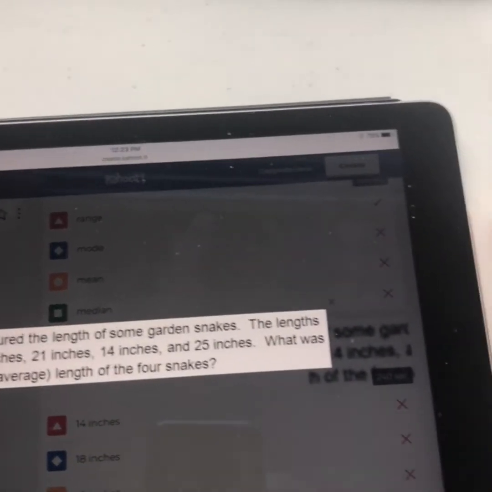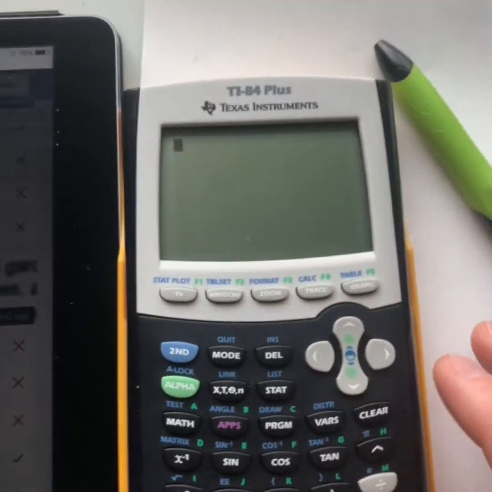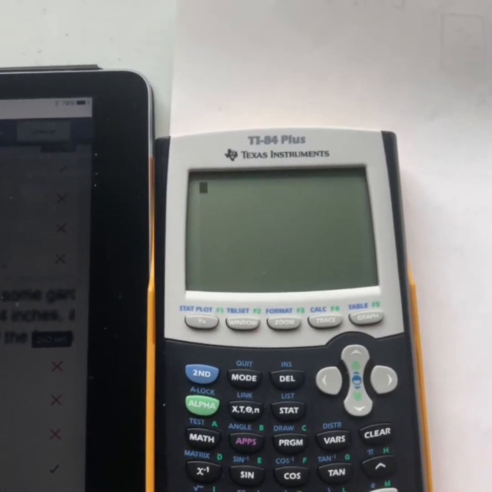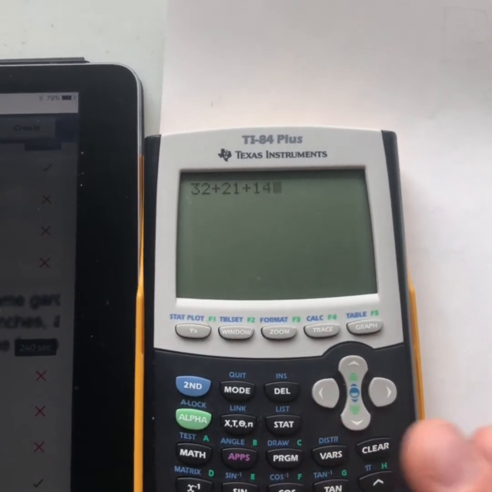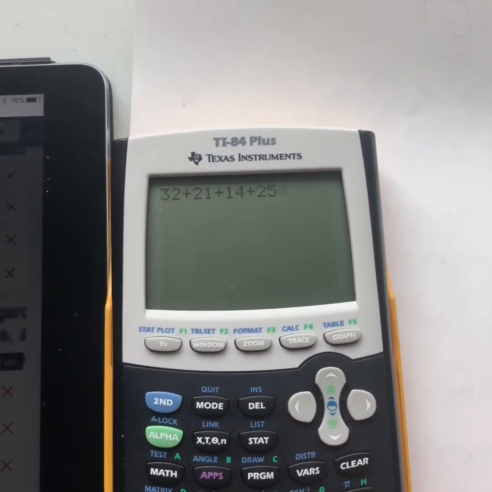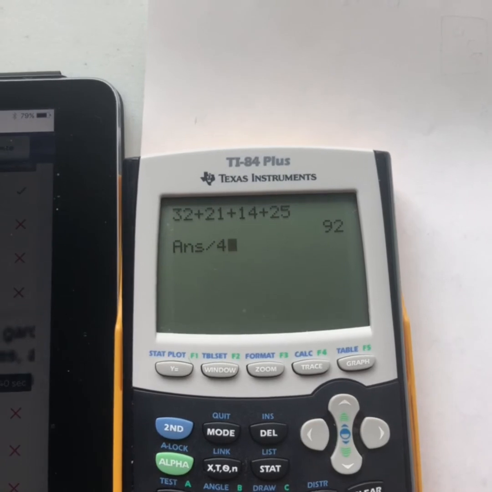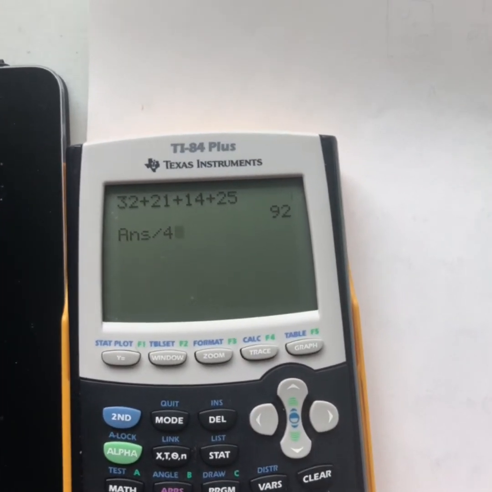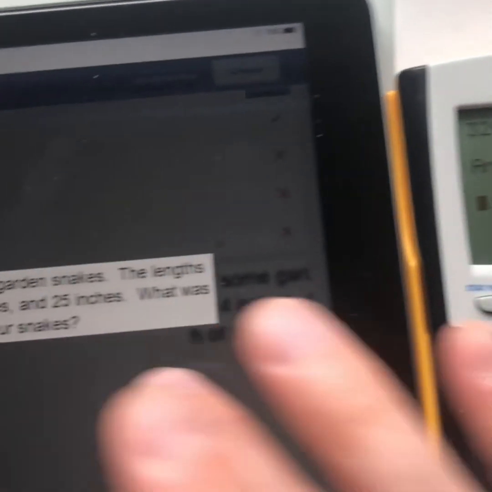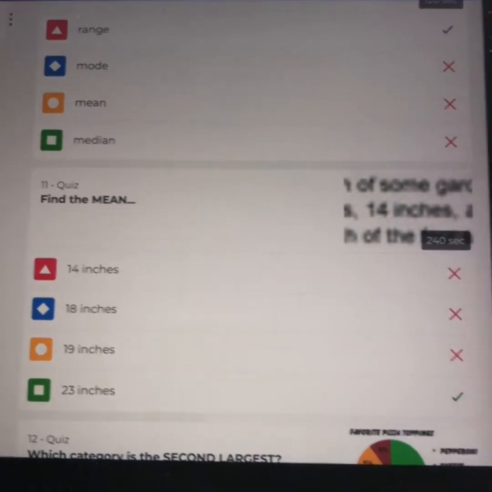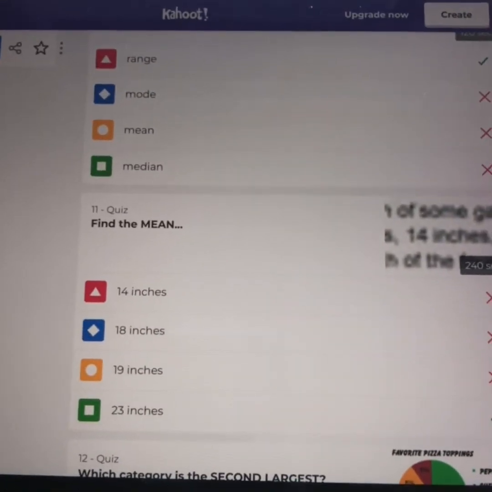You can take your handy-dandy calculator, maybe on your phone, or maybe you have your own TI-84. All right, you take your 32 plus 21 plus 14 plus 25. Add all those up, divide by the total number of snakes in this case, which was 4. And you can see 23 would be the mean length or the average length, all right? So that was our correct answer.